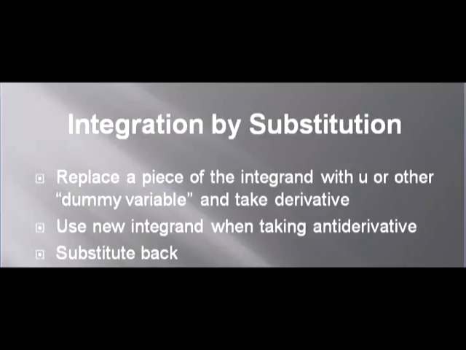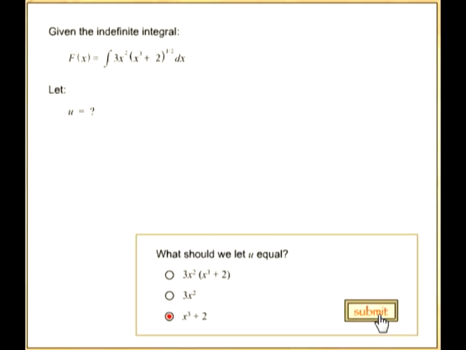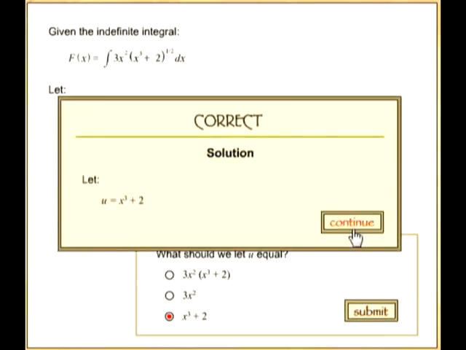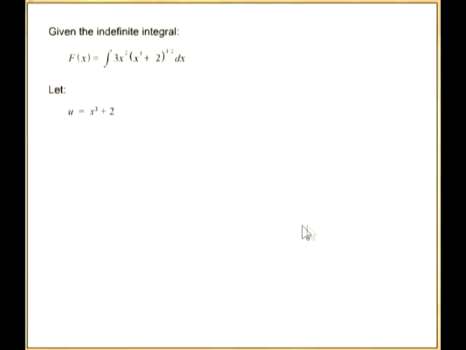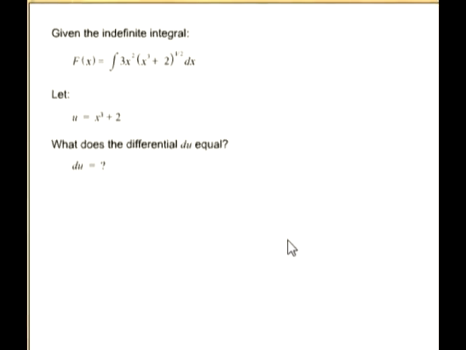Another lesson in this chapter focuses on integration by substitution, which basically means you take a piece of the integrand and then you want to replace it with a variable that makes it simpler for you to solve. And this variable is often called a dummy variable because it usually doesn't stand for anything. And here we'll show you an example of how to use this.